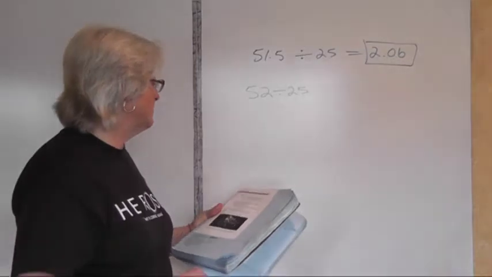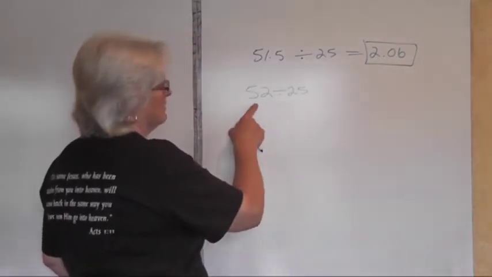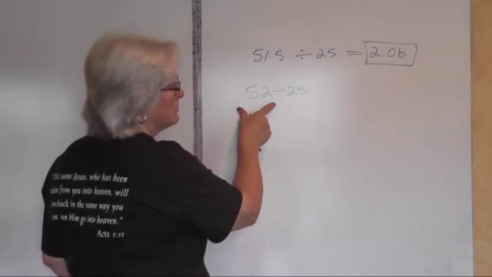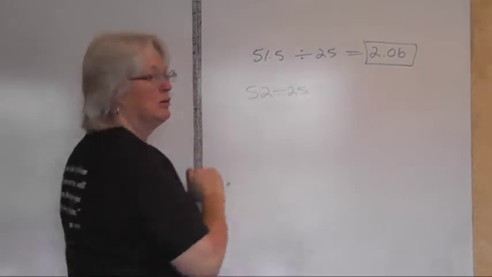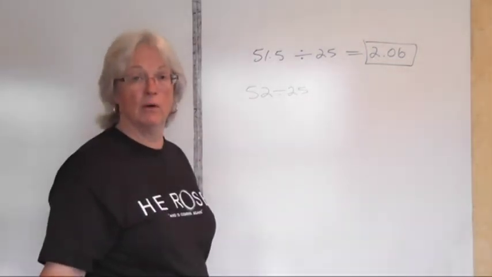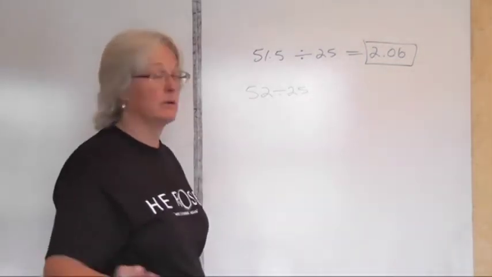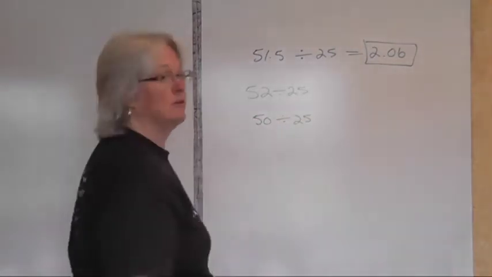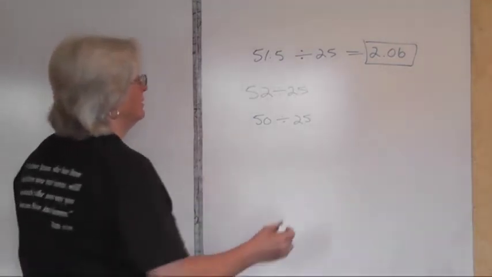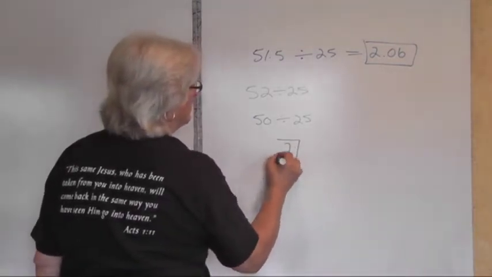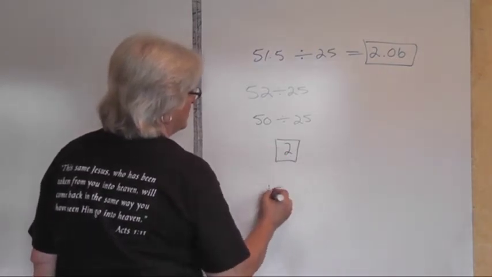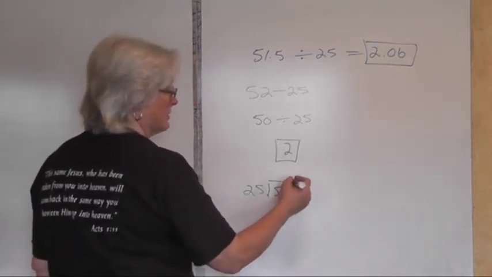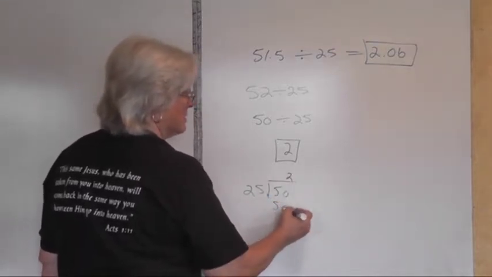It says, choose a compatible number for the dividend before you divide. Okay, what they're saying is, find some multiple of 25. Can you divide 52 by 25? No. But what can you divide? How about 50? What do you get if you divide 50 by 25? You get 2. If you need to do that out this way, 25 times 1 is 25, 25 times 2 is actually going to give us 50.